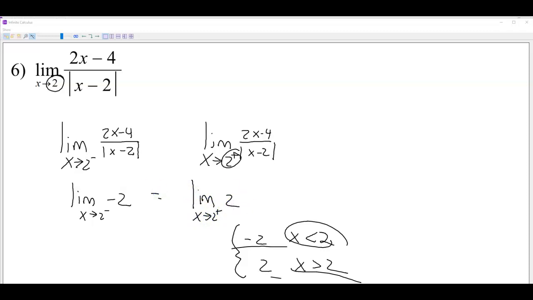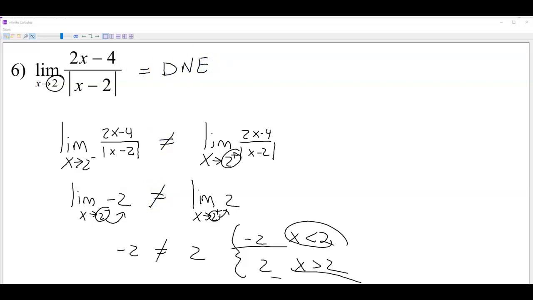Now, there's nowhere to plug these numbers in here, so that means that these are simply our answers. We have negative 2 and 2. And as you can see, these are not equal to each other. So the left and right hand limits are not equal, and therefore we would say this does not exist.